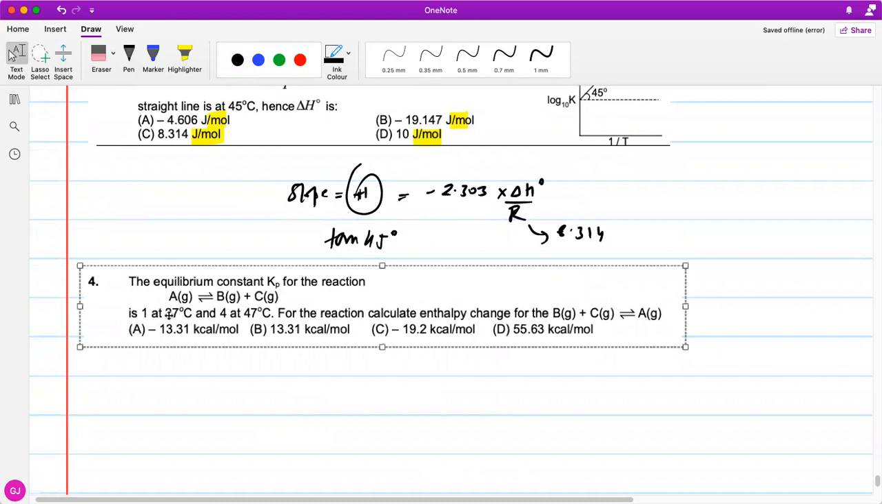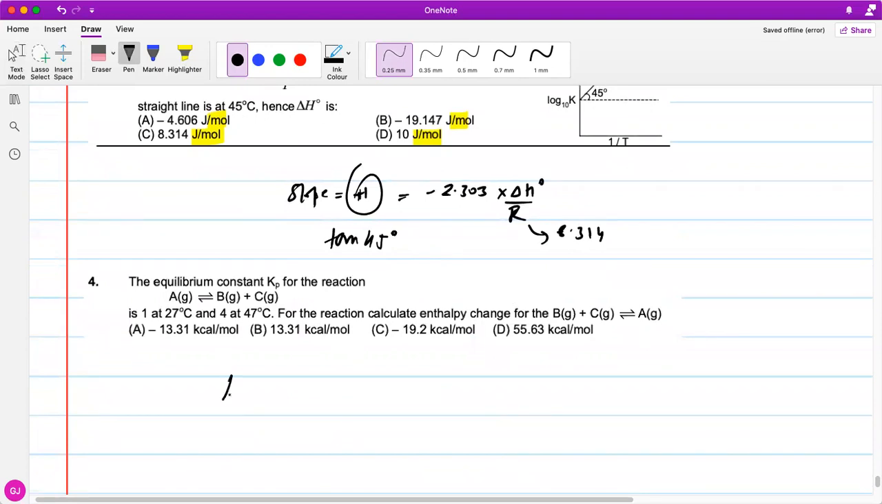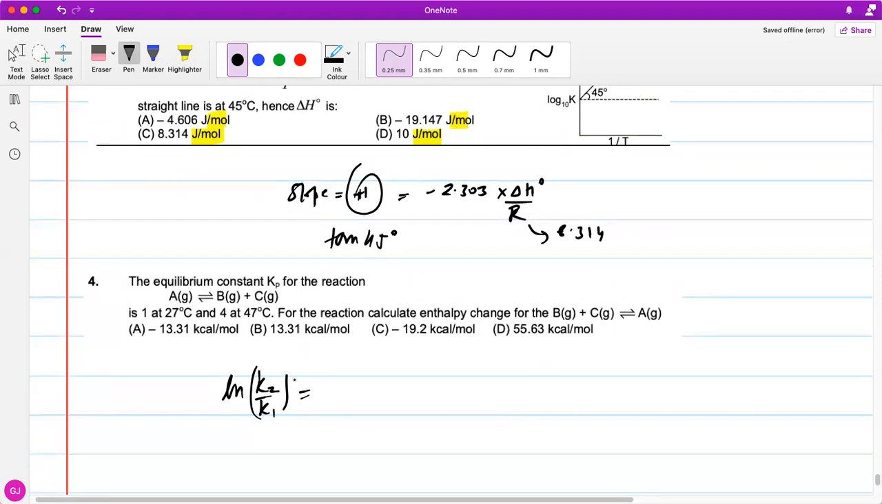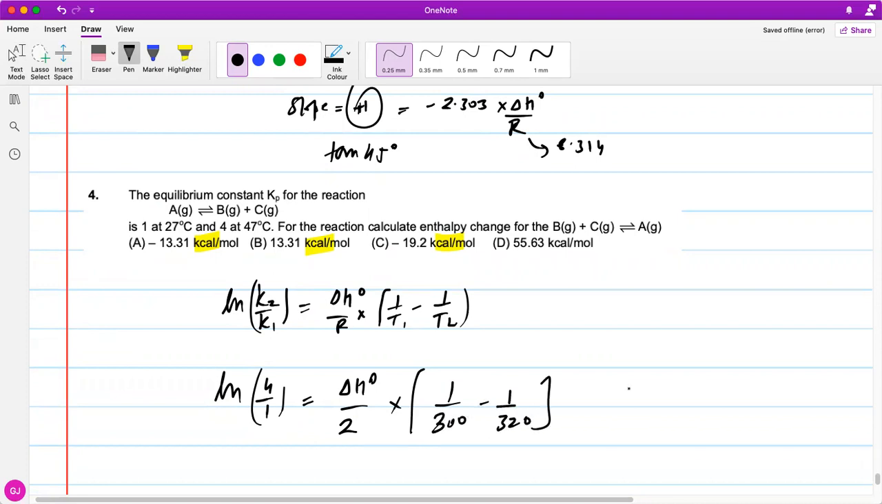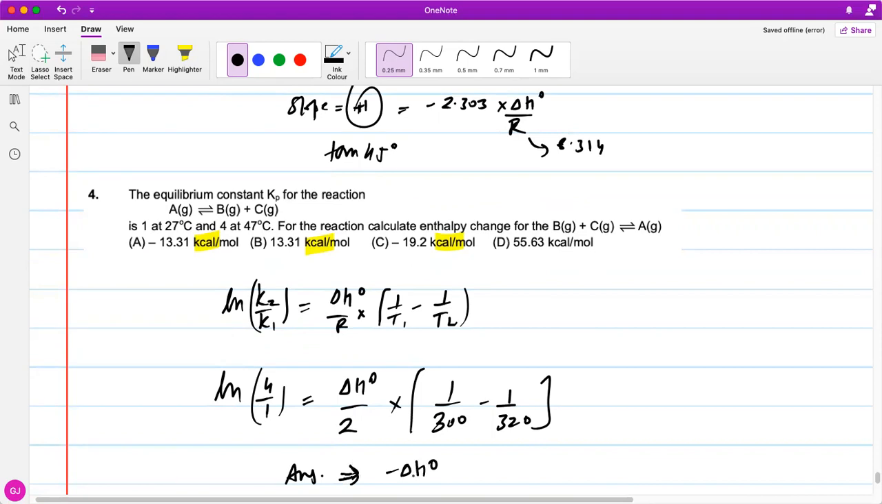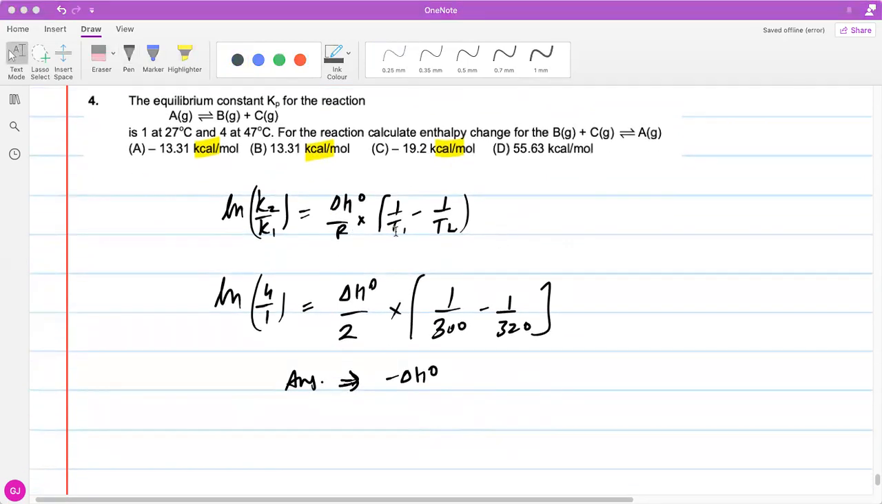Next question is again a reaction given for which the equilibrium constant at 2 different temperatures is given, and you are being asked to calculate the enthalpy change for the opposite reaction, right? So you use the expression ln K2 by K1 is equal to delta H naught by R into 1 upon T1 minus 1 upon T2. Based on the units, please understand what the correct values are that you have to put. So here ln 4 upon 1 will be equal to delta H naught upon R, the value of R in calories is 2 calories per mole Kelvin, and temperatures you'll have to put in Kelvin, right? So 1 upon 300 minus 1 upon 320. And this is going to give you the delta H naught for the reaction. And the answer is going to be minus of that, right? Because the enthalpy change of the reverse reaction is being asked.